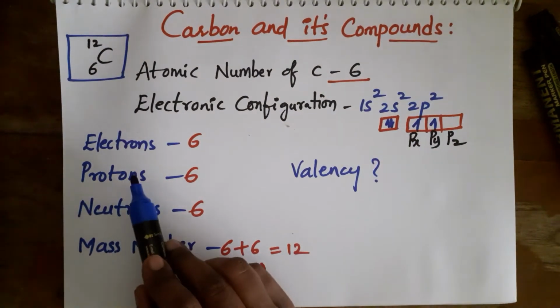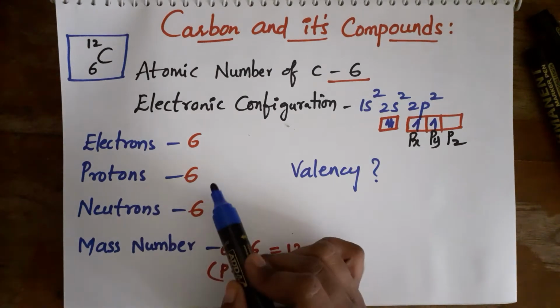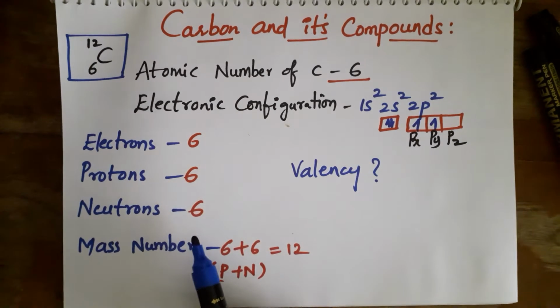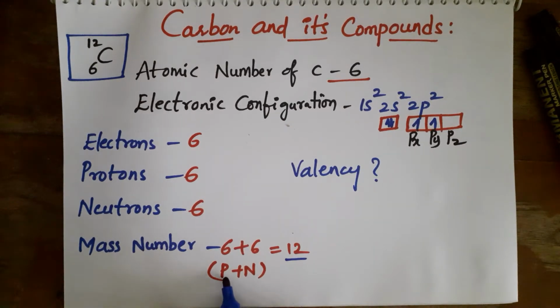Here the total electrons in the carbon is 6, as well as protons also 6, and it contains neutrons also 6, and mass number is 12. How is the mass number calculated? Here the number of protons plus the number of neutrons will give the total mass of the atom. Okay, the mass of the atom is 12.